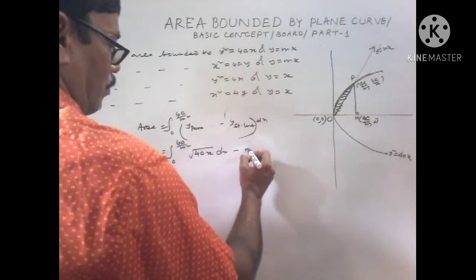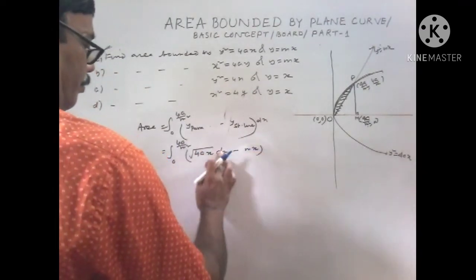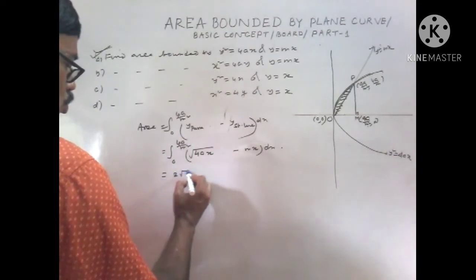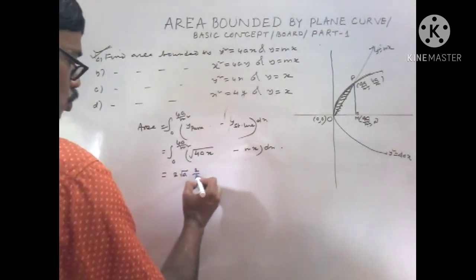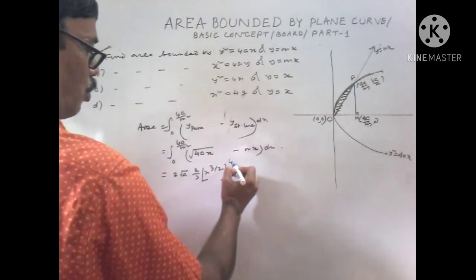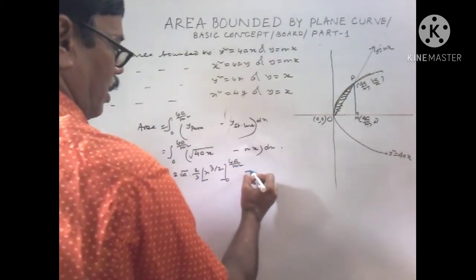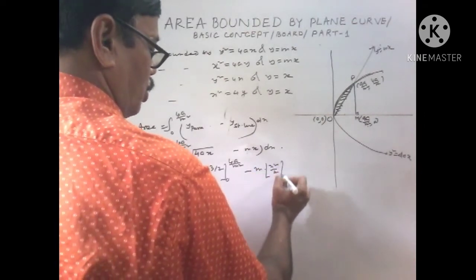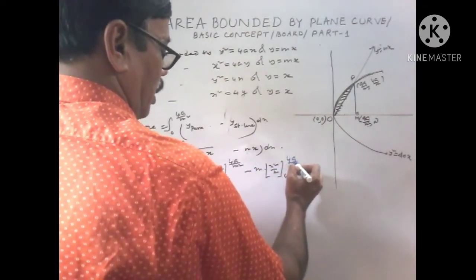minus mx. So 2 into root a outside, this is 2 by 3 x to the power 3 by 2, from 0 to 4a by m squared. And this is m outside, x squared by 2, from 0 to 4a by m squared.